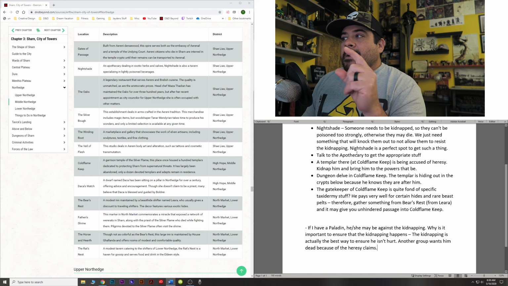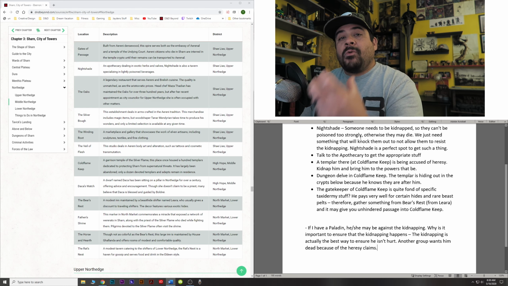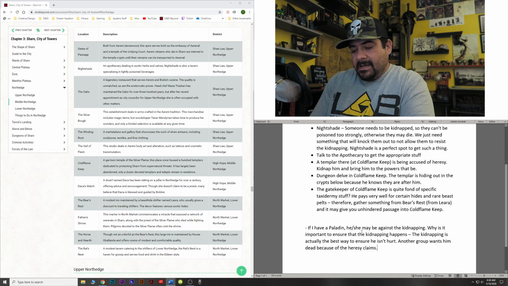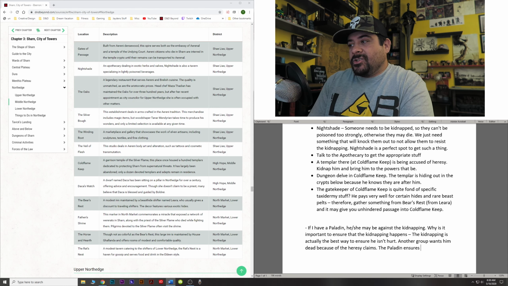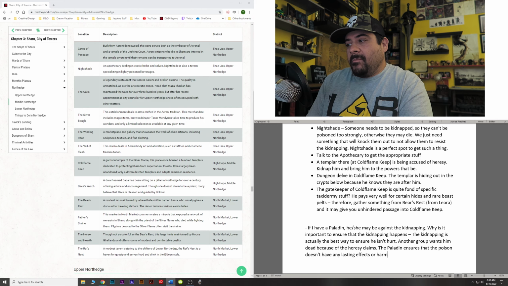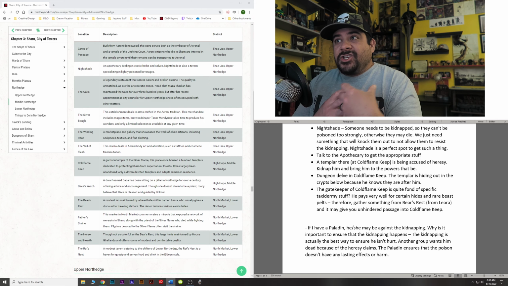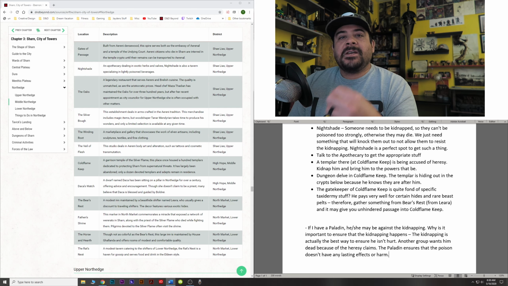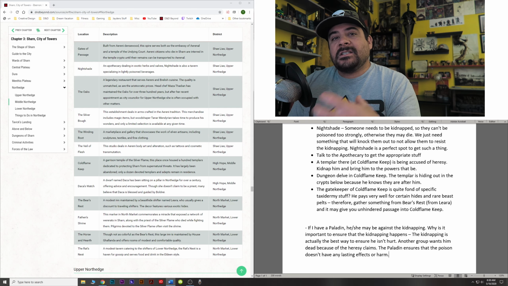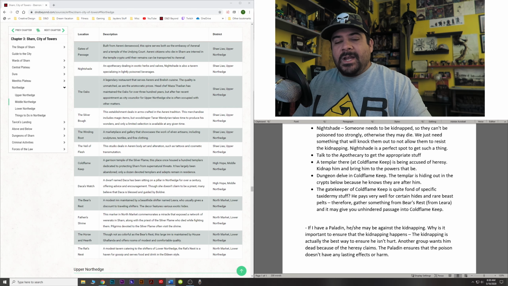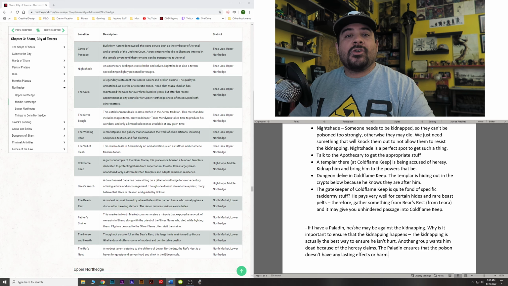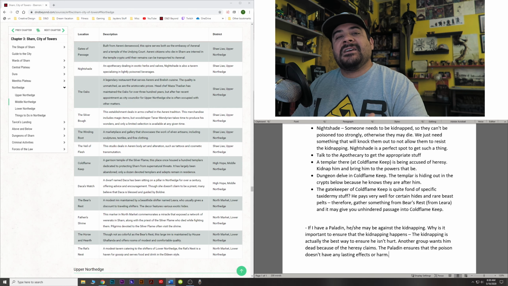So you notice how they need to go to Nightshade, right? They need to get this poison. But maybe the paladin ensures that the poison doesn't have any lasting effects or harm. Okay? So to sort of appease the wishes of the paladin, fine, we'll kidnap him, but let's make sure we're not using too strong of a poison, something that's not too potent, so that when he wakes up, yes, we can knock him out so he doesn't resist us, we don't have to hurt him, but when he wakes up, there aren't going to be any lasting effects.